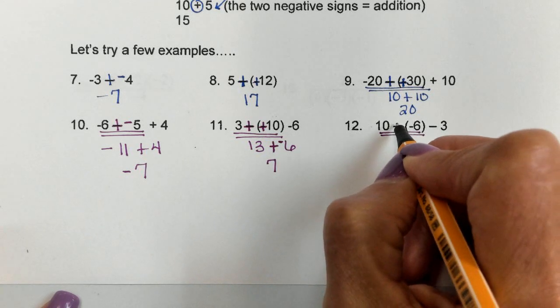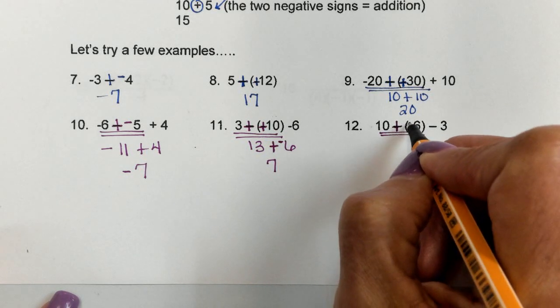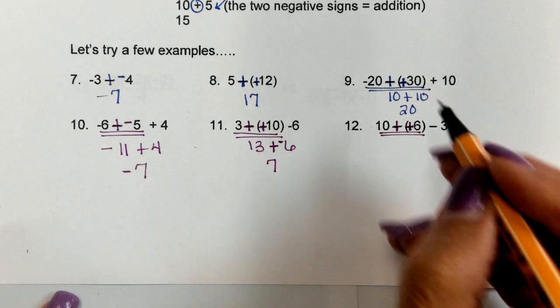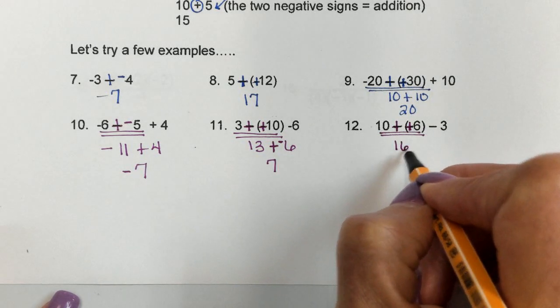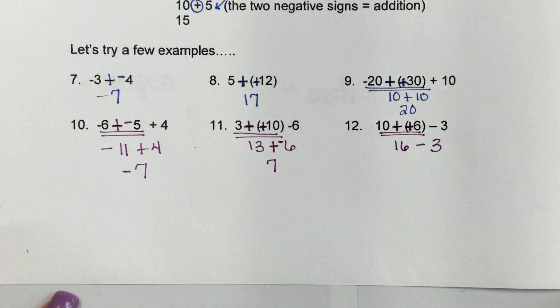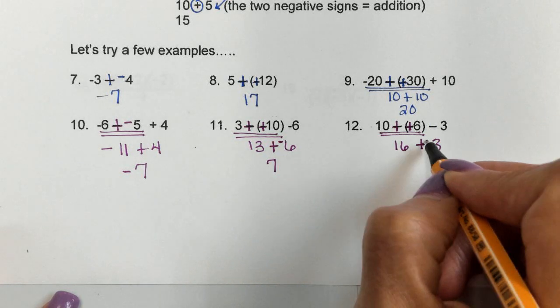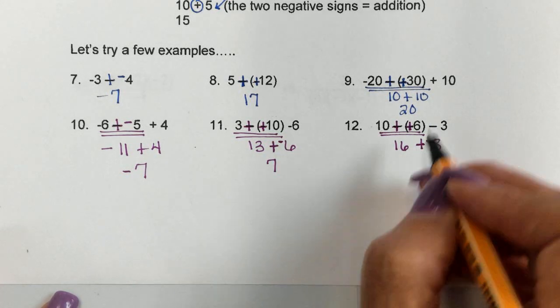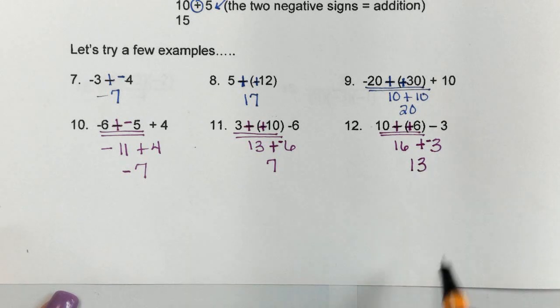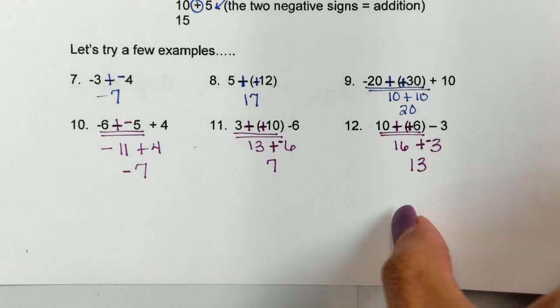Last one. Change your subtraction to addition. Negative 6 becomes positive 6. 10 plus 6 is 16. Minus 3. Change subtraction to addition. This becomes a negative 3. We have opposite signs, so we subtract. More positives than negatives, therefore it's going to be a positive 13.